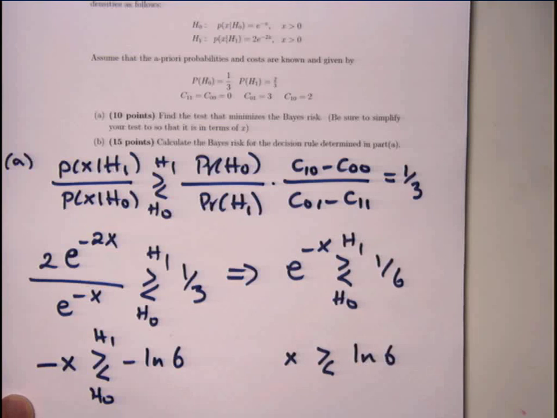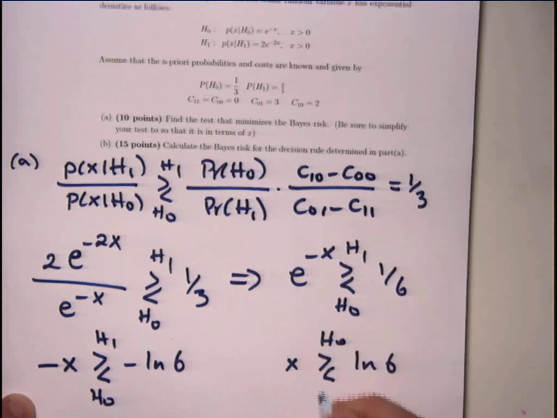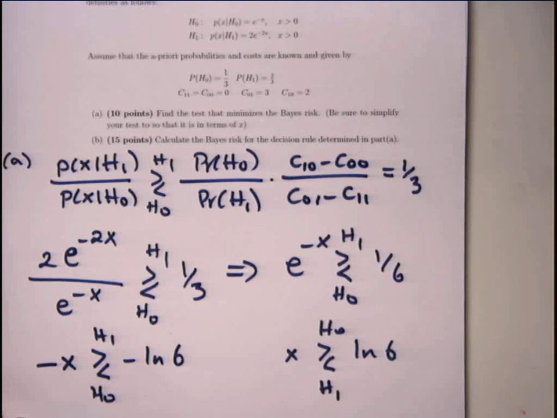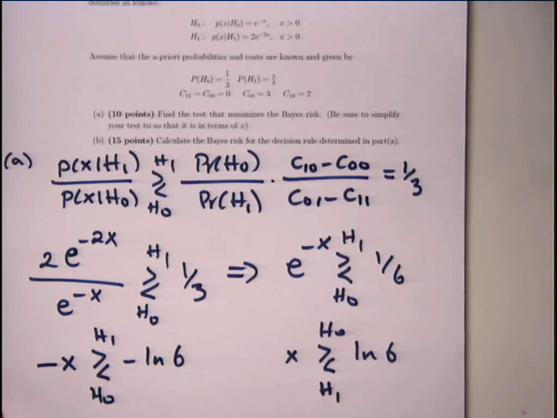Right? Now going from here to here, I have to be careful. I have to flip these. Okay, so I don't put H1 up here, I put H0. I put H1 here. Okay? Because I multiplied by a minus sign, the inequalities have to flip. And so now I can draw a range of x. See, this is 0. This is a log of 6.